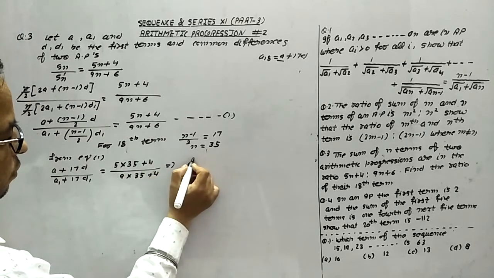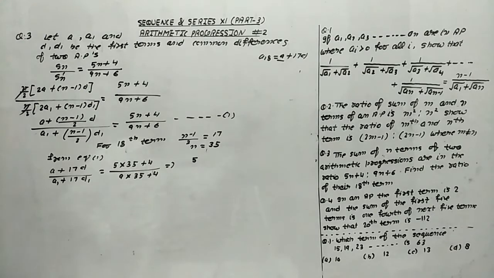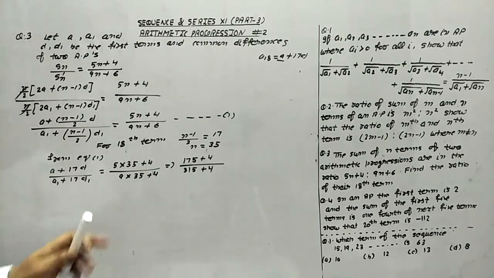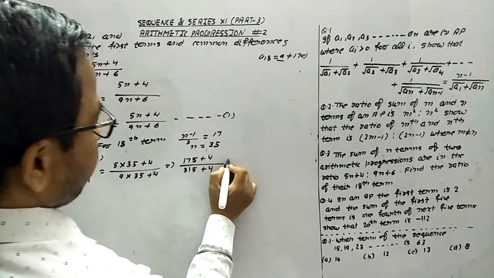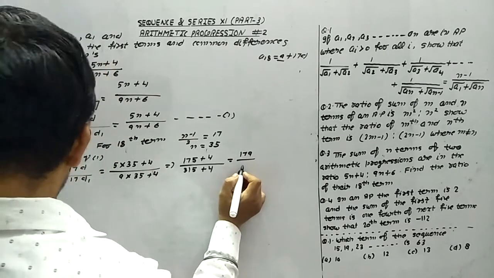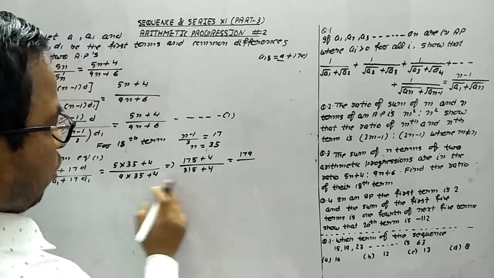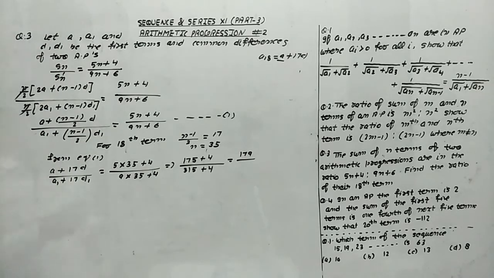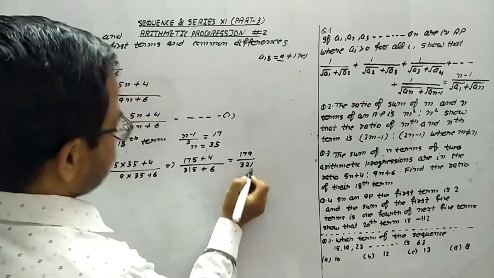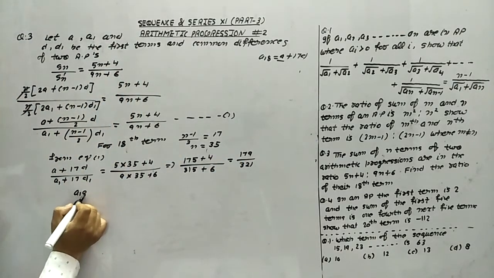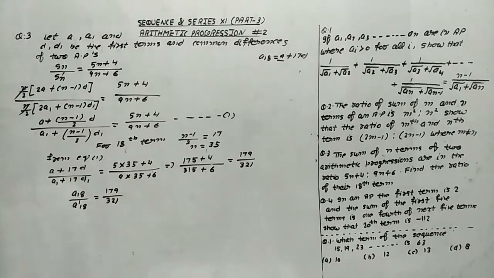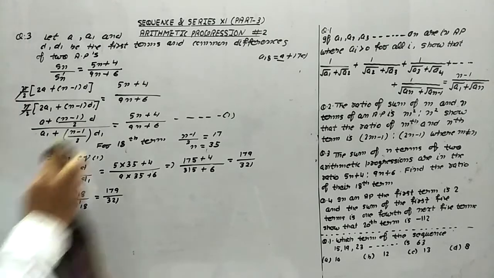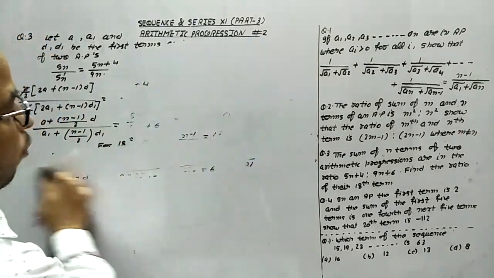Now 5 into 35 means 5 threes are 15 and this is 175, plus 4, upon 9 into 35 plus 4. After solving, what will come? 179 upon 321. So this is the ratio of their 18th terms. A18 upon A dash 18 is equal to 179 upon 321, and this is the answer. So this is the way to do these very important questions.